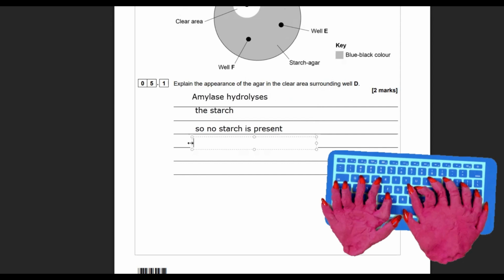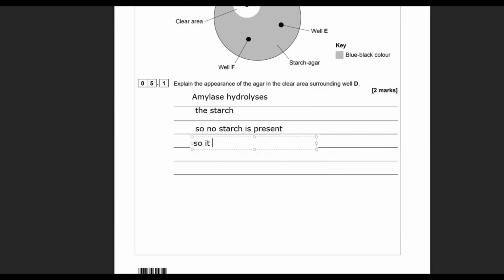So no starch is present. So it does not turn blue-black. There we go. Oh, that was long. Basically, there's no starch there because the amylase has hydrolyzed or catalyzed all of it. Okay.